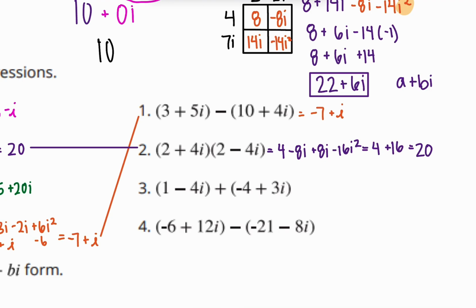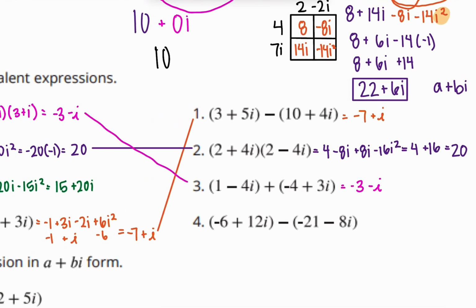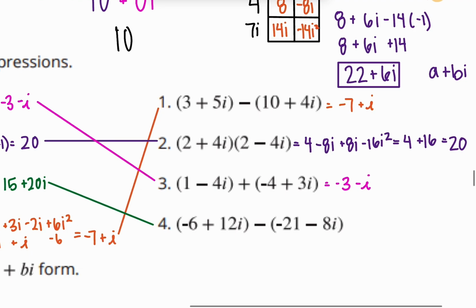On the next one, these two are adding in the middle, so we'll have 1 plus -4 will be -3. And then -4i plus 3i will be -i. So this will match with the first one on the left side. And then obviously, hopefully, these last ones match, but just check it. -6 minus -21 will be -6 plus 21, so that'll be 15. And then 12i minus -8i will be 12i plus 8i, so this will be a plus 20i.